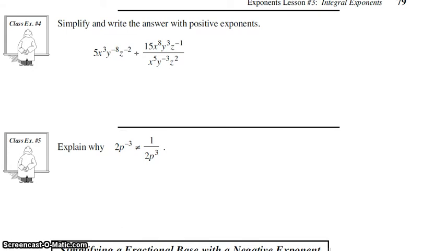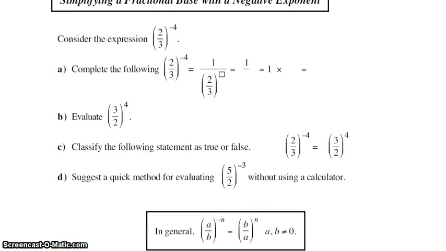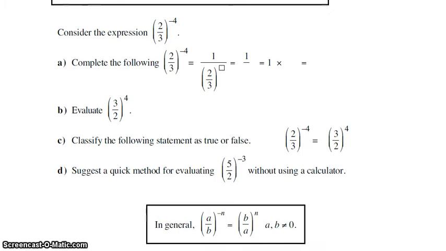Now let's move on to the last part. Simplifying a fractional base with a negative exponent. So what if I have a fraction and then I bring it to a negative power? Now notice there's a bracket here. You need a bracket around it. Otherwise, you just bring the number to the bottom. And then they have a rule here. So they develop a new rule for you.